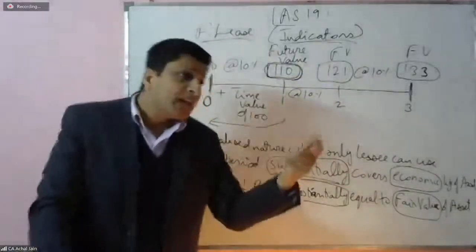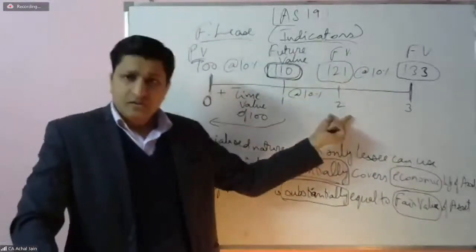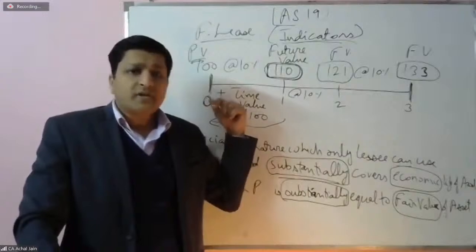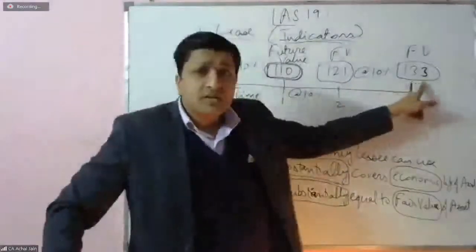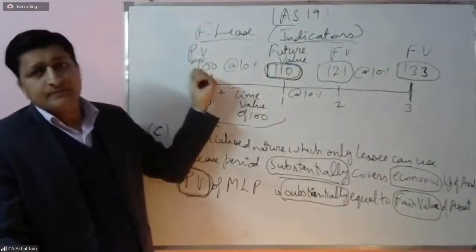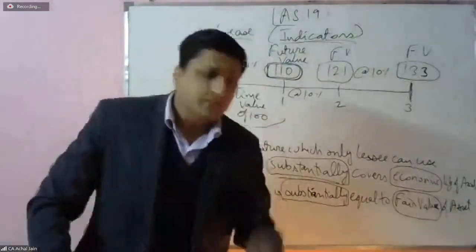Why are we saying 100 again? Because 121 is after 2 years. So over 2 years, we are looking at its present value. Over 3 years, if we have to look at its present value, it's going to be 100. Clear? Clear on this?